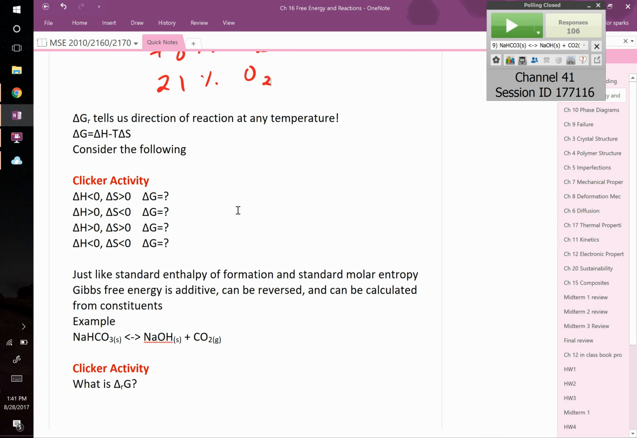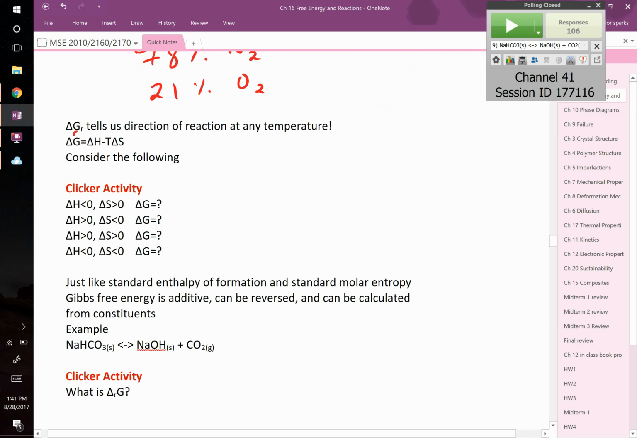Okay, so delta RG, excuse me. The R goes right here. All right, sorry about that. The change in the free energy for a reaction tells us the direction of a reaction at any temperature, right? No matter what's in the beaker, I can calculate if the reaction is going forward or backwards. If I know what's in the beaker and I know the temperature, I can calculate it.